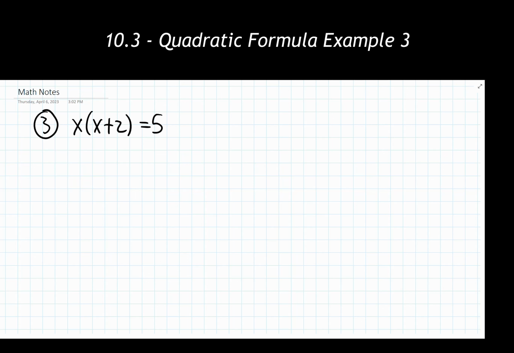Looking at example 3, we have been given something that is not originally in our standard form, meaning everything on one side of the equation equaling 0. So I need to do some rewrites to make that happen. To get it into standard form, I'm going to first distribute this x through to everything inside the set of parentheses. That's going to give me x squared plus 2x is equal to 5. I want to get rid of the 5 on the right-hand side because I want all of my numbers on the left side equaling 0. So I'm going to subtract 5 from both sides of this equation. My result is going to be x squared plus 2x minus 5 is equal to 0.